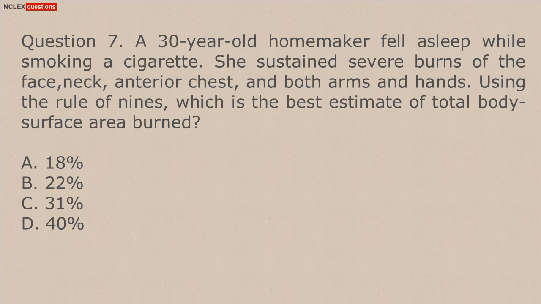Question 7. A 30-year-old homemaker fell asleep while smoking a cigarette. She sustained severe burns of the face, neck, anterior chest, and both arms and hands. Using the rule of 9s, which is the best estimate of total body surface area burned? A. 18%. B. 22%. C. 31%. D. 40%.